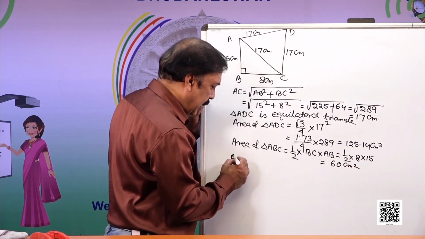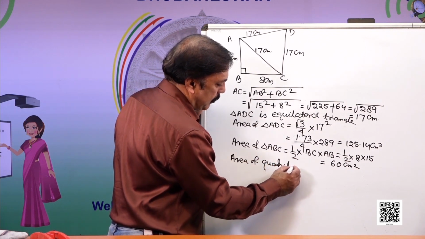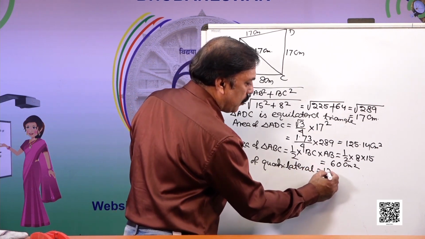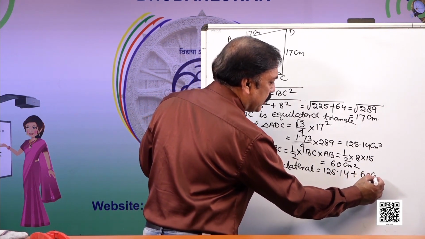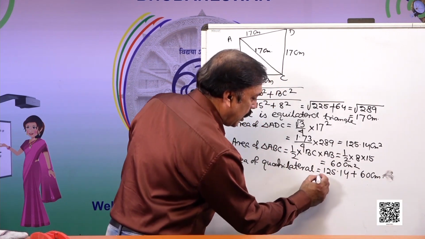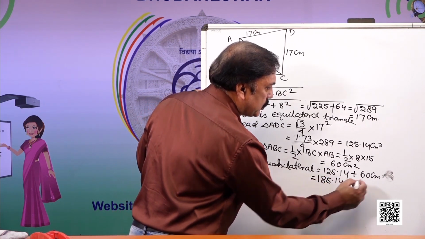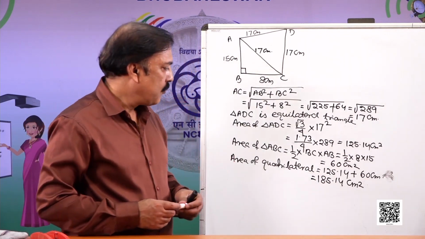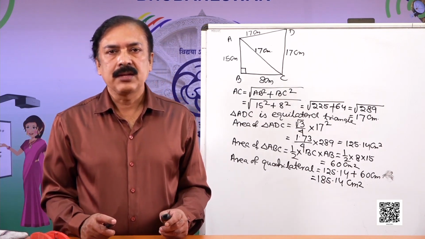So area of quadrilateral is 125.14 centimeter square plus 60 centimeter square, that gives 185.14 centimeter square. Thus, the area of this quadrilateral is 185.14 centimeter square. Let's have another question.